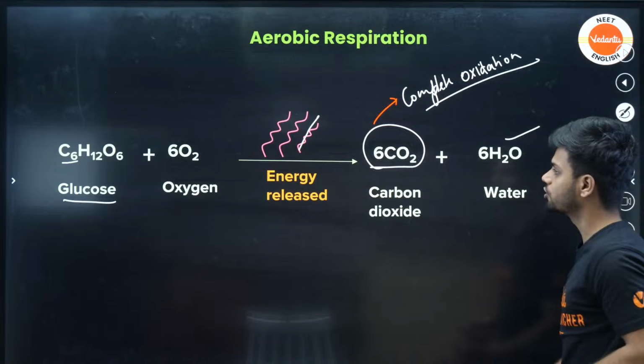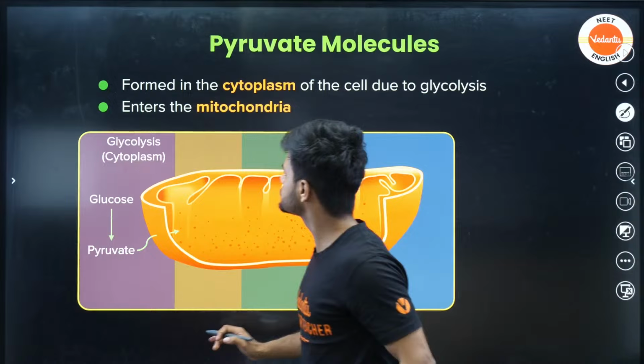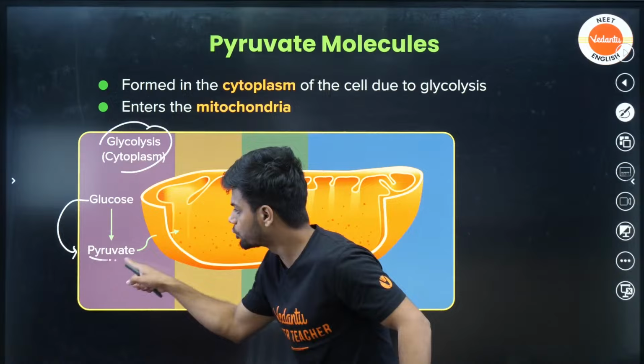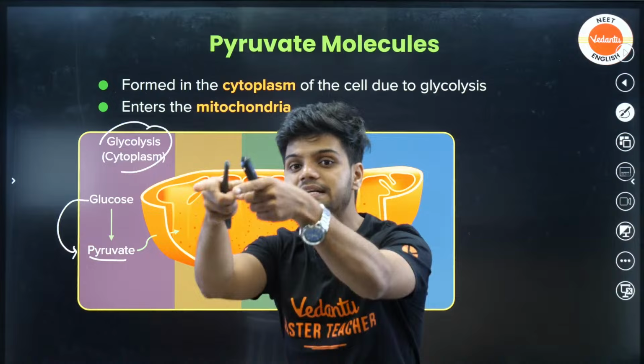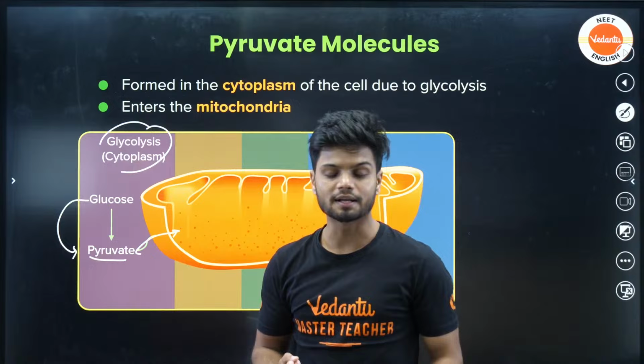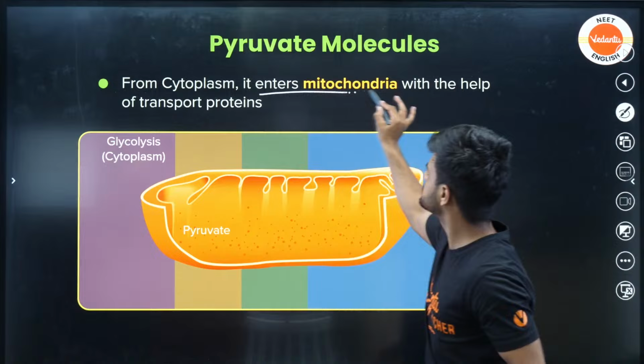Now students, where does the next step of aerobic respiration happen? For example, all of us know that glycolysis took place in the cytoplasm, where glucose was converted to pyruvate. Now this particular pyruvate will enter into the mitochondria. From the cytoplasm, it enters the mitochondria.